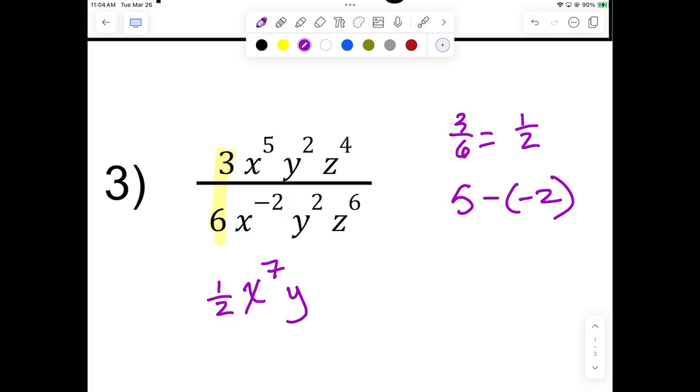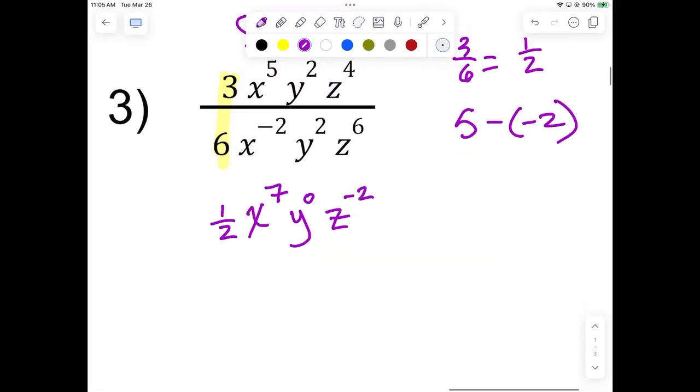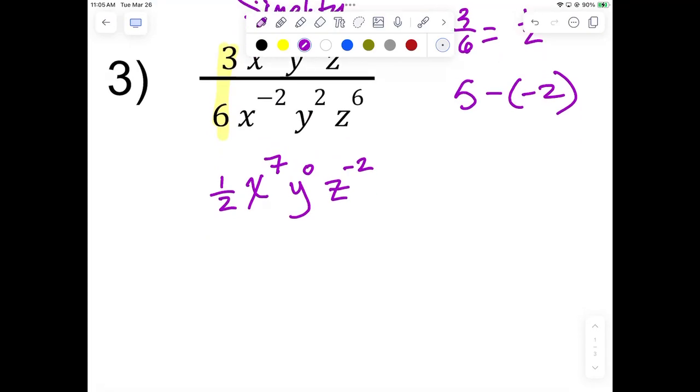All right, what do we get now? Y to the what? 2 minus 2 is 0. I'm going to go ahead and put it in there for inventory purposes. And then z to the what? 4 minus 6 is negative 2. Yeah. Okay, now, is it completely simplified? It's not completely simplified. There's one more thing that I would consider doing. What do we know y to the 0 is really equal to? 1. So I would say x to the 7, z to the negative second.